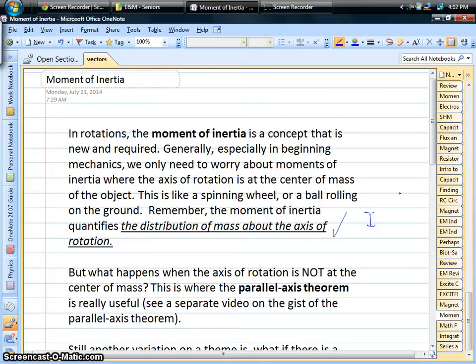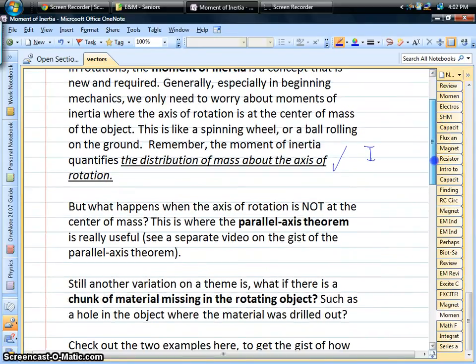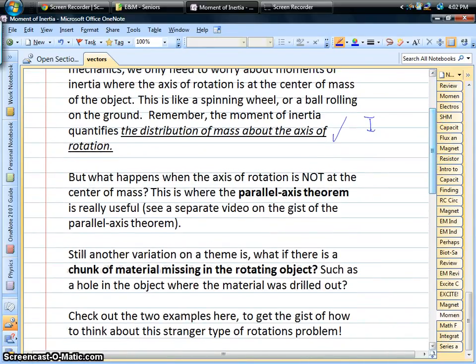Now specifically, what we're going to try to do with this particular video is take a look at some special cases. Now I already have one that introduces the so-called parallel axis theorem. And this is a theorem that's kind of a shortcut if you want to find the moment of inertia for an object which is spinning around an axis that is not the center of mass of the object.